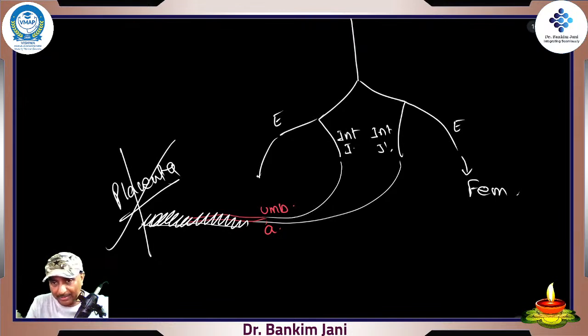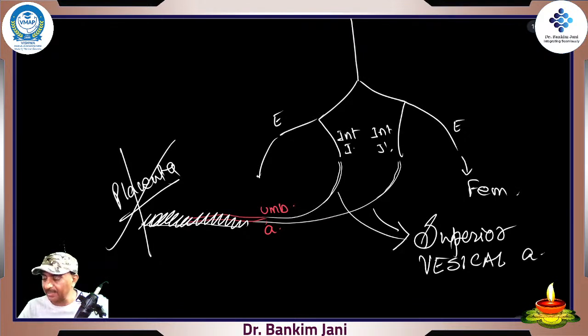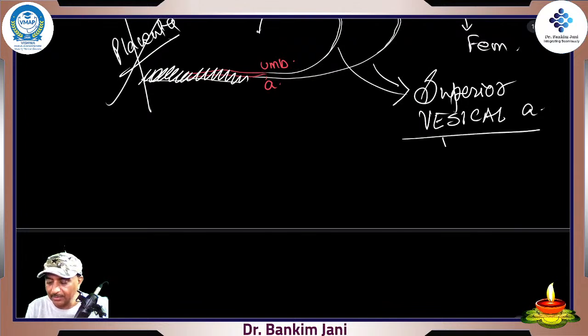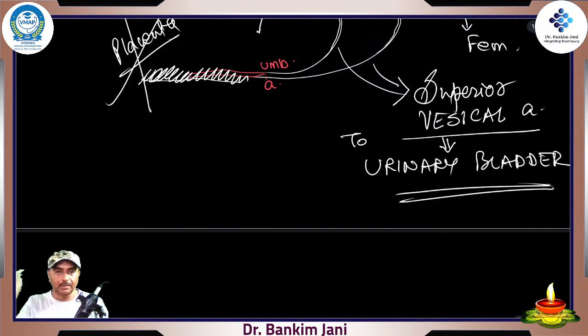So internally, what we are discussing now is internal. This was the vessel, but now that vessel is not there. It has got nothing, so that part gets converted. It takes another form. This portion becomes the superior vesical arteries. Vesical means bladder. So these are the arteries which will be supplying the urinary bladder. So they will supply the urinary bladder, and the rest of the portion is all shrunken.